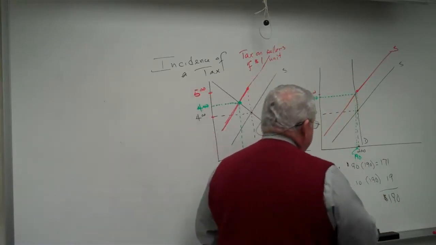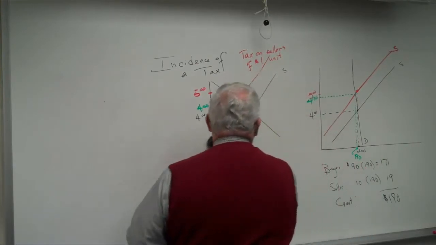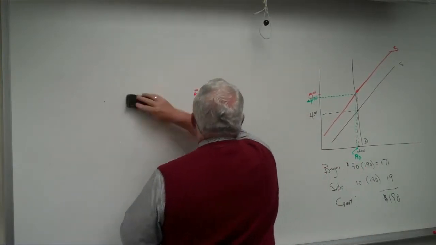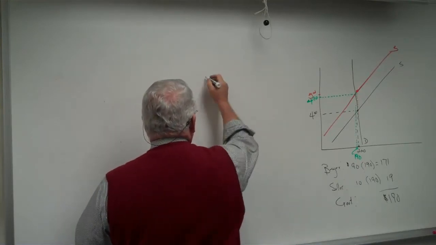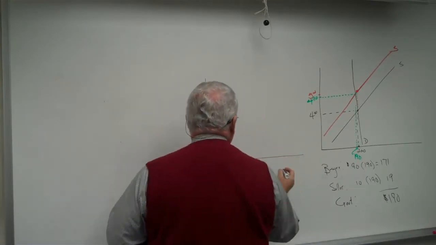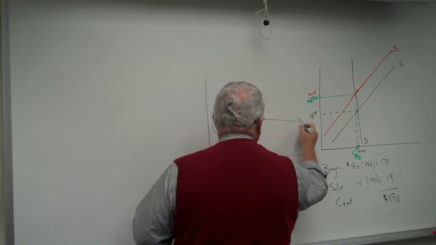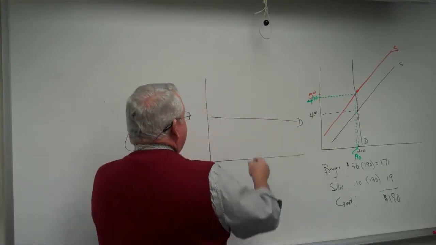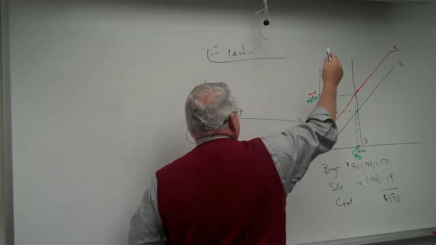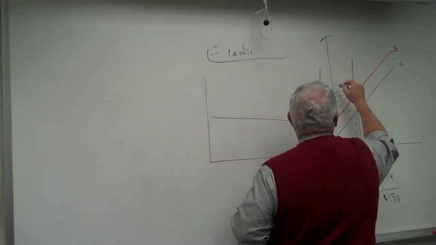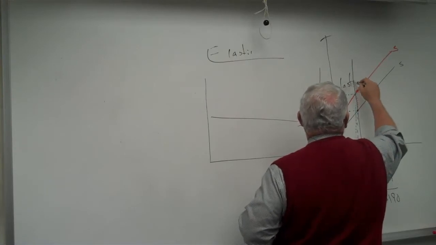Okay, let's do one other one, and then I'll let you go. And maybe we don't even have to do it. Maybe you can just tell me generally what's going to happen. Here's the demand curve. Elasticity. The flatter the curve, the more elastic it is. The steeper the curve, the more inelastic it is, okay? Don't forget the terms.